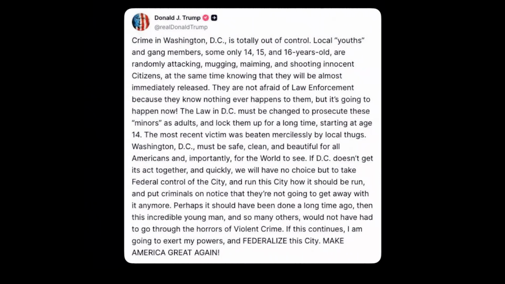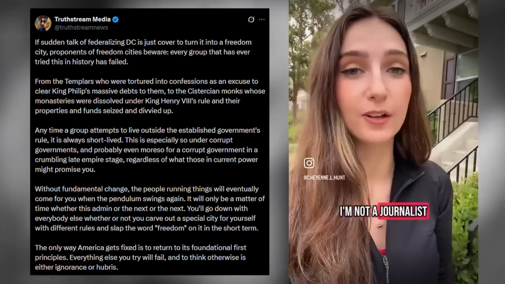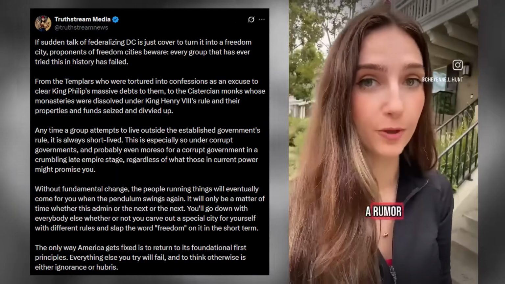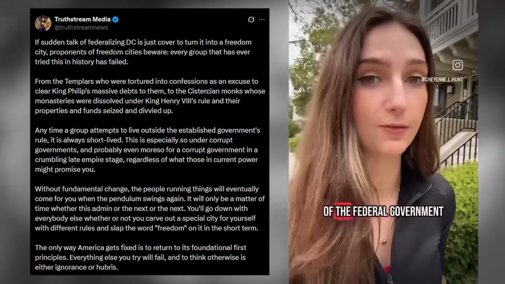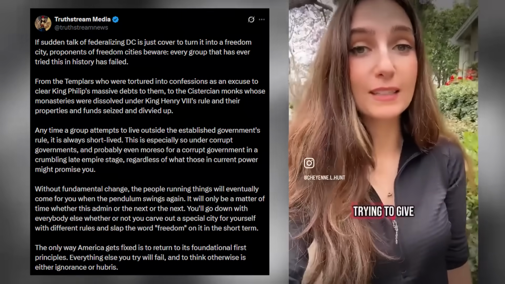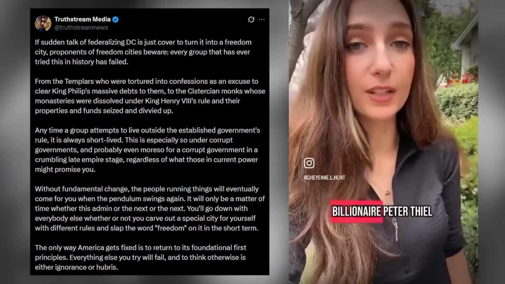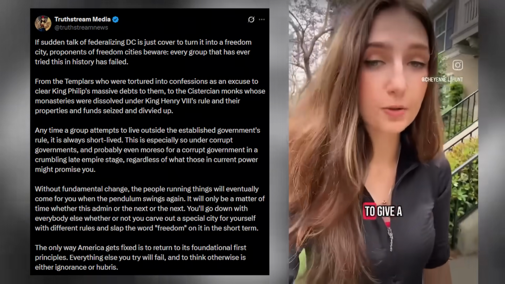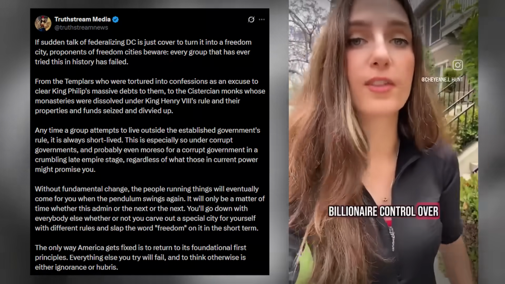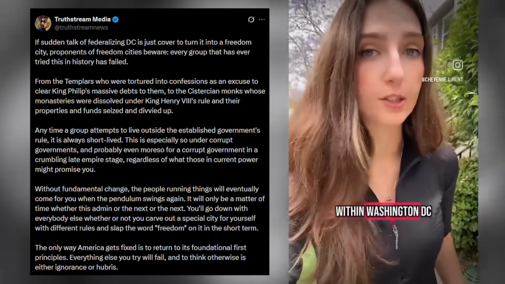which there's a whole conspiracy about that, which has to do with turning D.C. into a, quote, freedom city. I want to preface this by saying I'm not a journalist. What I'm about to share with you is just a rumor, though I did hear it from multiple people who do not know each other from multiple areas of the federal government. Donald Trump is trying to give Washington, D.C. to billionaire Peter Thiel. I mean that literally, not figuratively. Like he's trying to give a billionaire control over the land and the people within Washington, D.C.